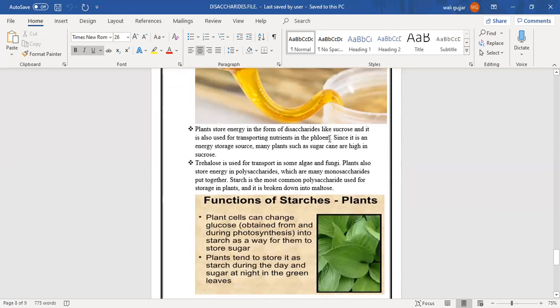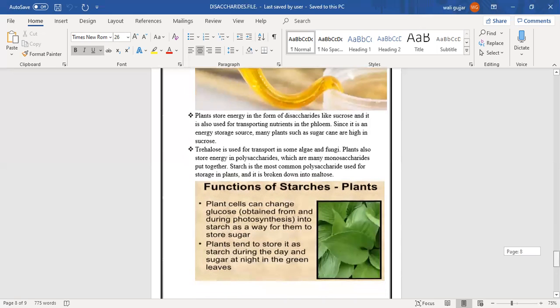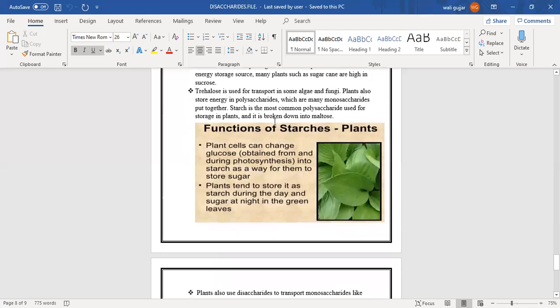Plants store energy in the form of disaccharides like sucrose, and it is also used for transporting nutrients in the phloem. Since it is an energy storage source, many plants such as sugar cane are high in sucrose. So it proves that disaccharides are also important for plants, not only for humans. Trehalose is used for transport in some algae and fungi. Plants also store energy in polysaccharides, which are many monosaccharides put together. Starch is the most common polysaccharide used for storage in plants, and it is broken down into maltose. There are different functions of starch in plants.